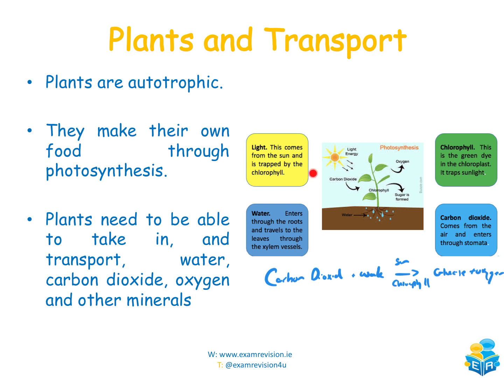So a couple of things just in terms of the light. This comes from the sun and is trapped by the chlorophyll within the leaves. The water enters the roots through osmosis and travels to the leaves through the xylem vessels, which we'll come to again in a couple of minutes. The chlorophyll is the green dye in the chloroplast. That's what's responsible for trapping the sunlight. And the carbon dioxide, that comes from the air. Obviously, we breathe it out. That's one of the places it comes from, and it enters through these tiny holes called stomata on the underside of the leaf.